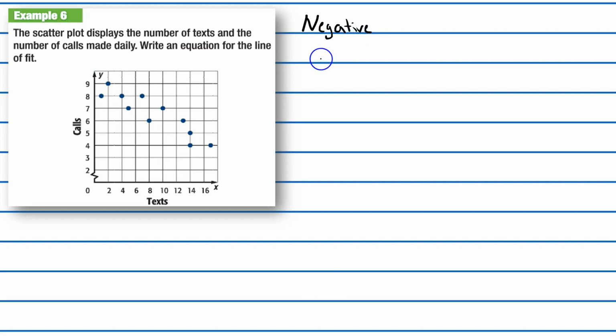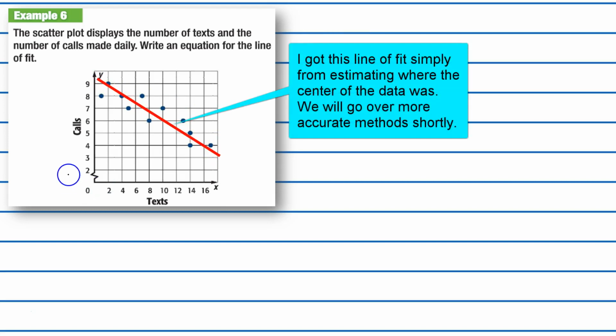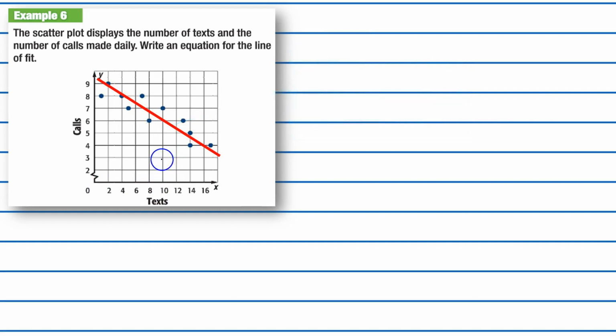And then our next step would be to make a line of fit. When I say line of fit, I'm saying let's draw a line between these points that best represents them. So I've already done this here. So here's my line of fit. The next thing I need to do is use the information that I have to find our slope-intercept equation.